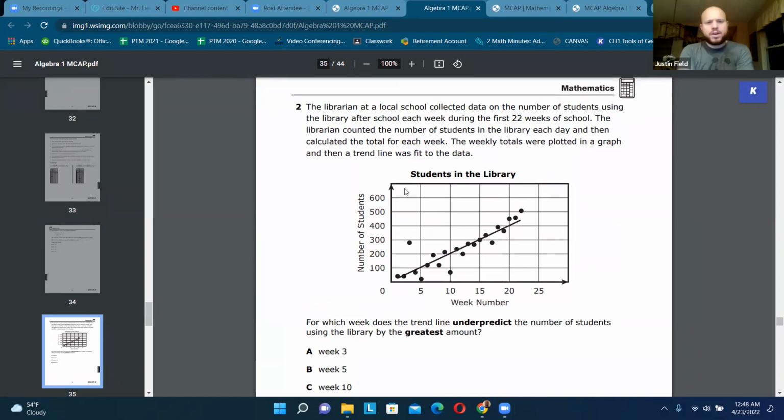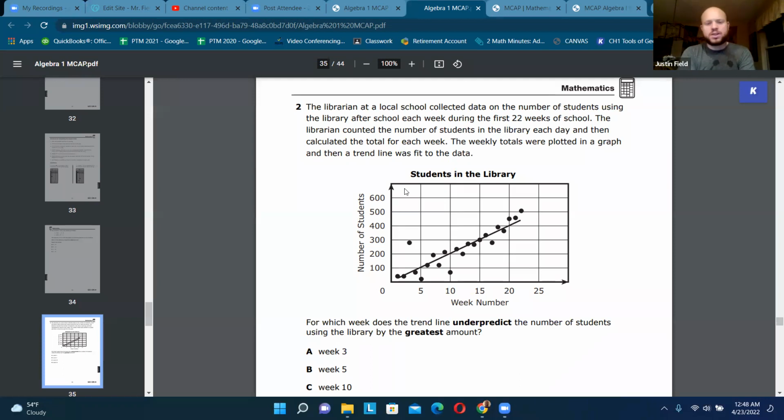All right, the librarian at a local school collected data on the number of students using the library after school each week during the first 22 weeks of school. The librarian counted the number of students in the library each day, and then calculated the total for each week. Okay, so the week number is our x quantity. The weekly totals were plotted in a graph, and then a trend line was fit to the data. So the number of students is our quantity on the y-axis.